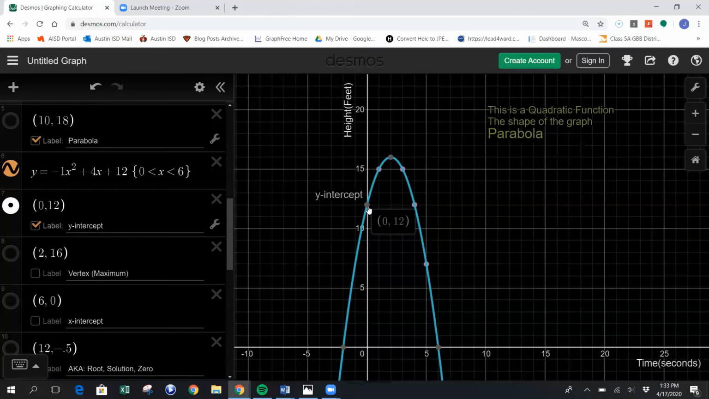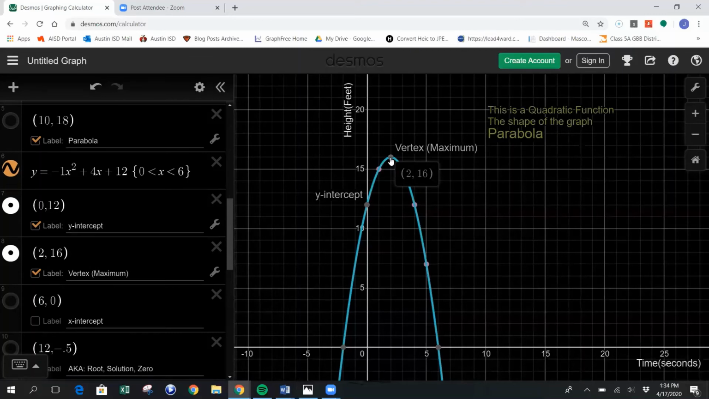The next vocab word you need to know is that every quadratic function has a top or bottom point, a highest or lowest point. And it's the only point on the quadratic function that does not have a symmetrical point on the other side. So that's obviously, I'm talking about this top point here. That point's name is called our vertex. So this point up here, 2, 16, is called the vertex.